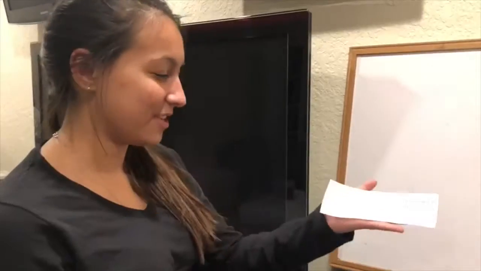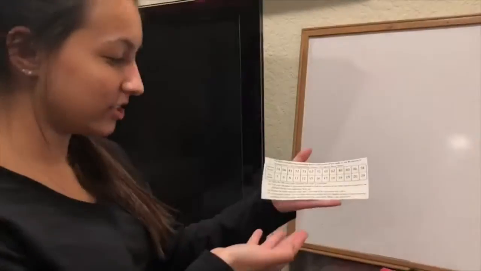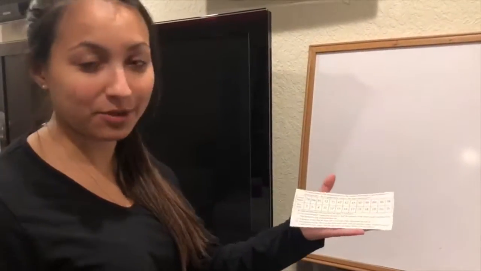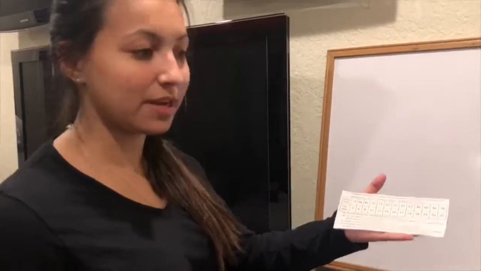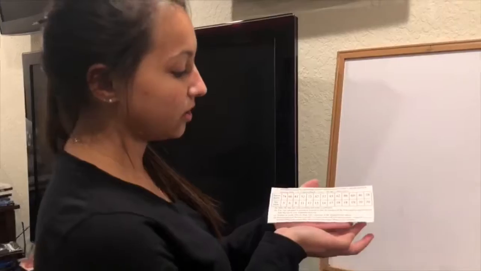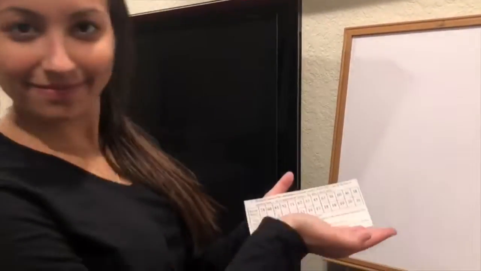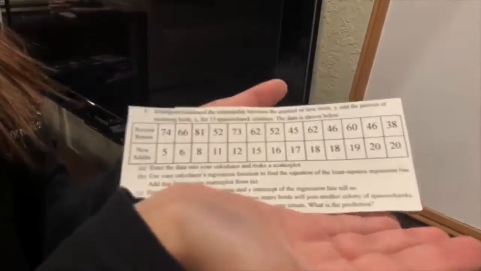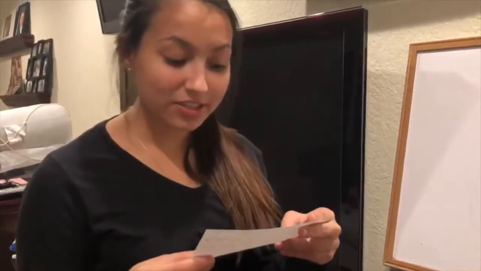Now, for examples. Our first example. An ecologist examined the relationship between the number of new birds, y, and the percent of returning birds, x, for 13 sparrowhawk colonies. The data is shown below. Part A says, enter the data into your calculator and make a scatter plot.